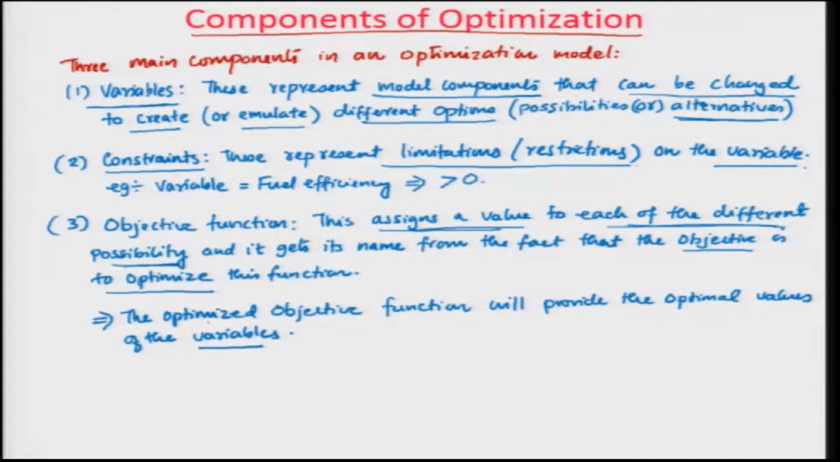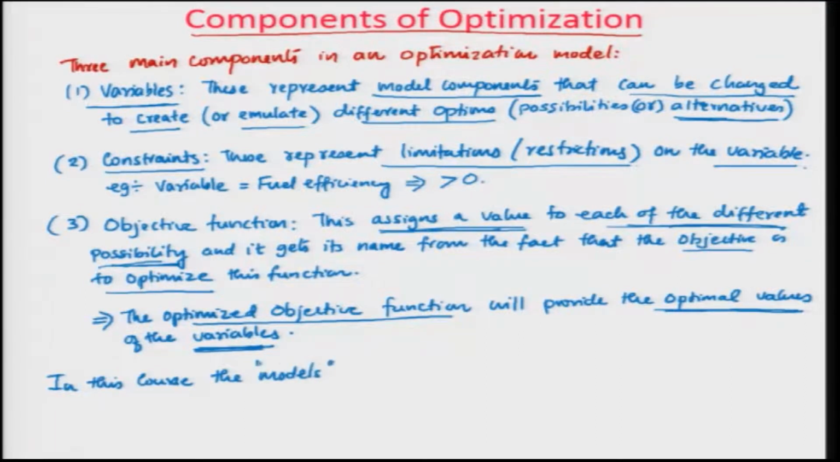Once you optimize the objective function, the resulting assigned values give you the alternative that you picked, and the variable settings that resulted in that alternative will be the optimal values of the variables. In this course, the models that are used are mathematical models.